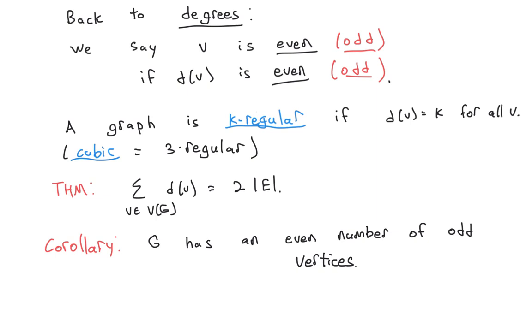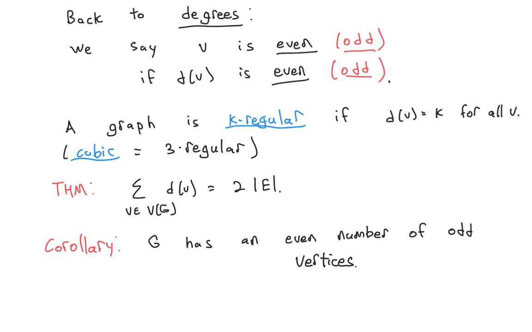All right, so when looking at graphs and looking at the degrees, we're going to say a vertex in a graph is even if it has even degree. Likewise, we're going to refer to a vertex as odd if it has odd degree. And a graph is called k-regular if the degree is k for every vertex. Here, k is some integer.